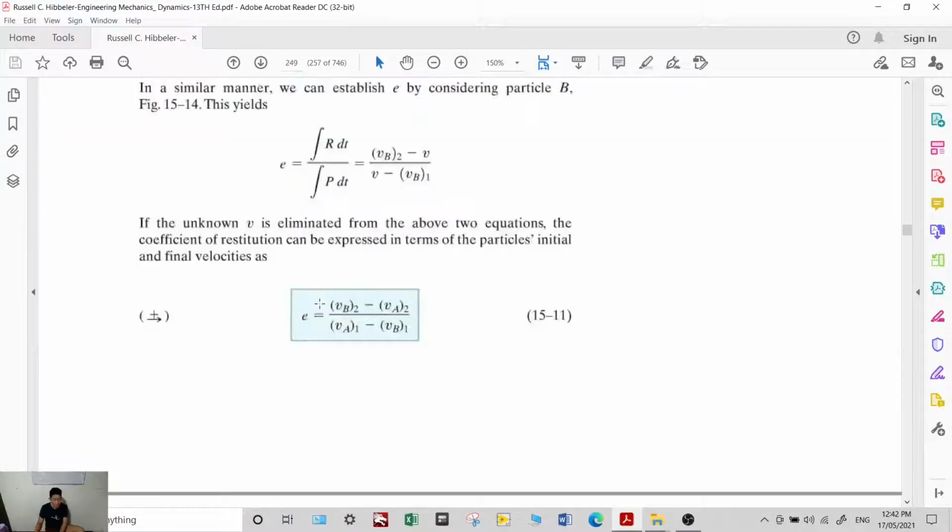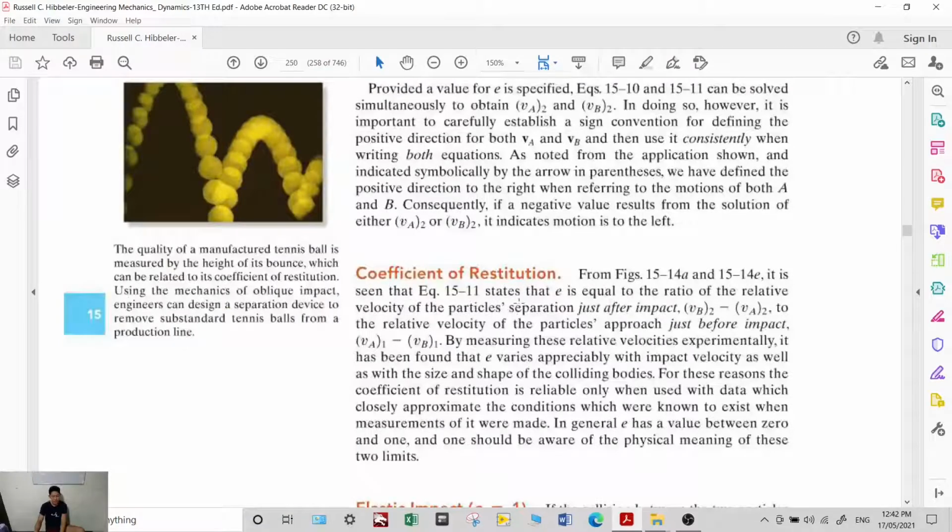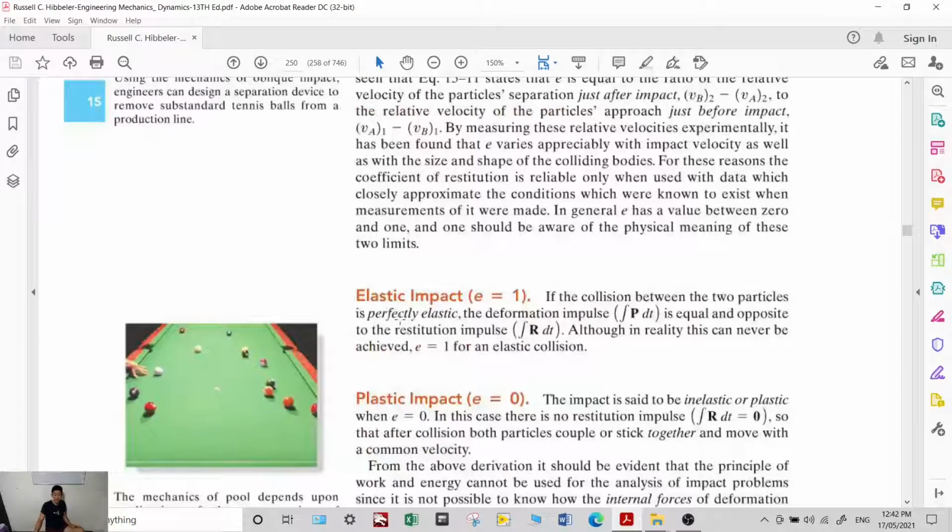Okay, what does this coefficient of restitution mean? It means its value is from 0 to 1. Meaning, if the value is 1, it is perfectly elastic. So when it collides, it returns to its original velocity or original shape. Although in reality, the deformation impulse is equal and opposite to your restitution impulse. That is what E equals 1 means. In reality, this can never be achieved.